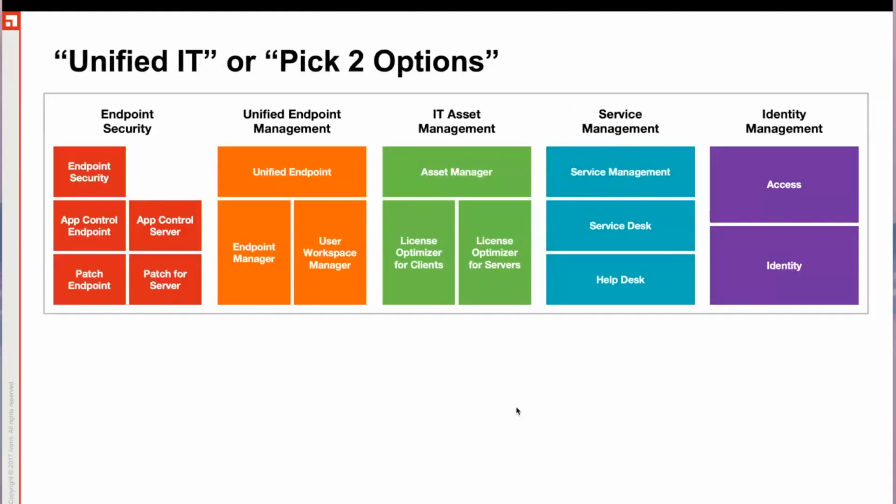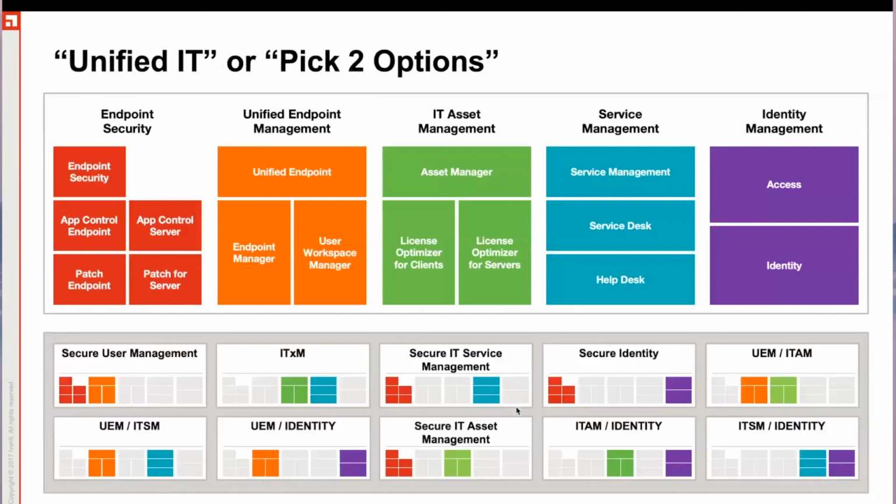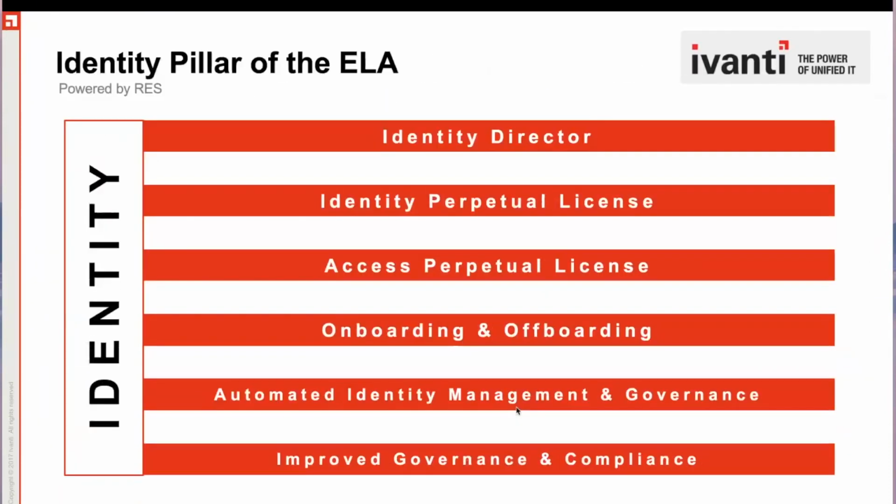But for today's presentation, we want to look at the identity pillar. There's two options on the ELA. One is unified IT, where you get all 5 of these pillars, or the pick 2 option. So you can see at the bottom of the screen there a couple of different options suited to your needs. But today is all identity. So Robbie, let me hand this over to you. I'm going to make you the presenter. And away we go on identity.